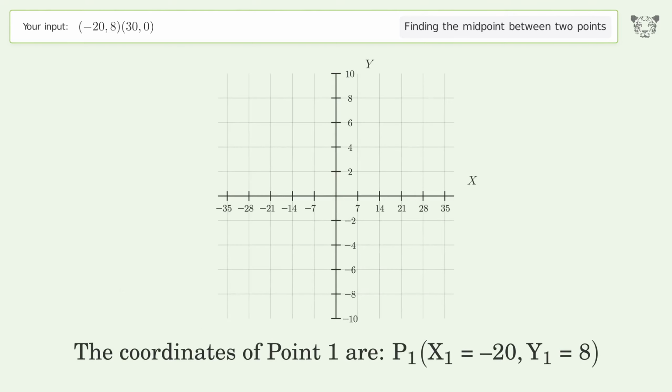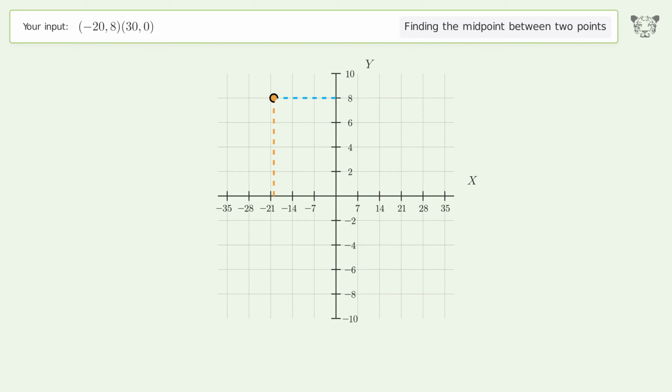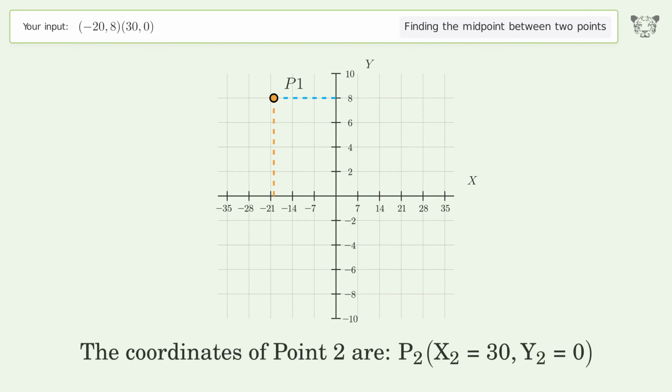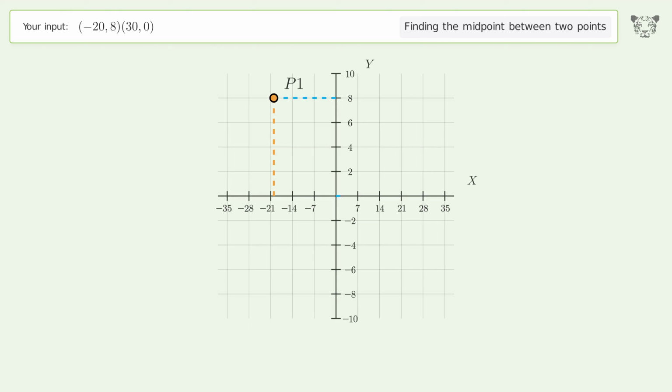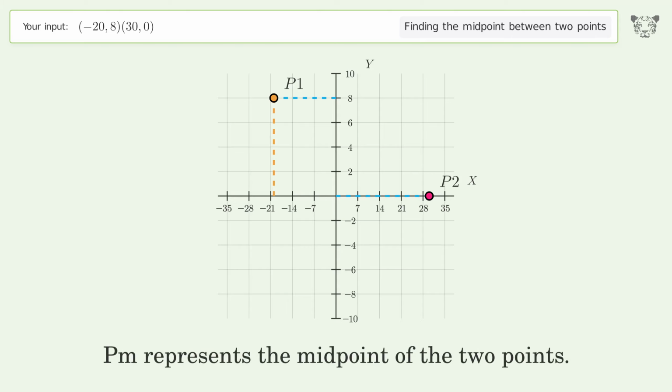The coordinates of point 1 are, x1 equals -20, y1 equals 8. The coordinates of point 2 are, x2 equals 30, y2 equals 0. PM represents the midpoint of the 2 points.